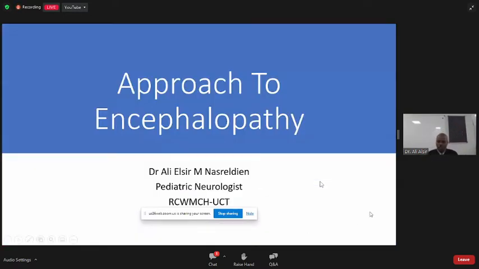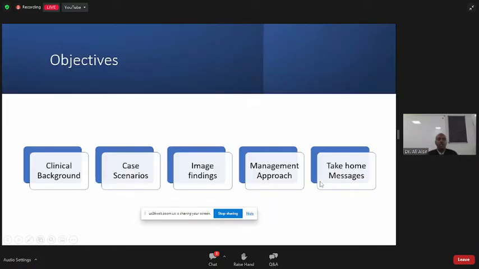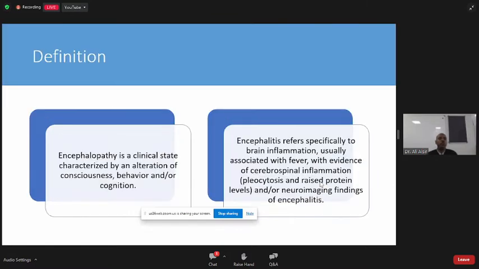Okay. So again, these are the objectives. You can just go through them, and moving on to the definition. As I said, encephalopathy is a clinical state characterized by alteration of consciousness, behavior, and or cognition, or if you like, you can just say it is a global brain dysfunction.